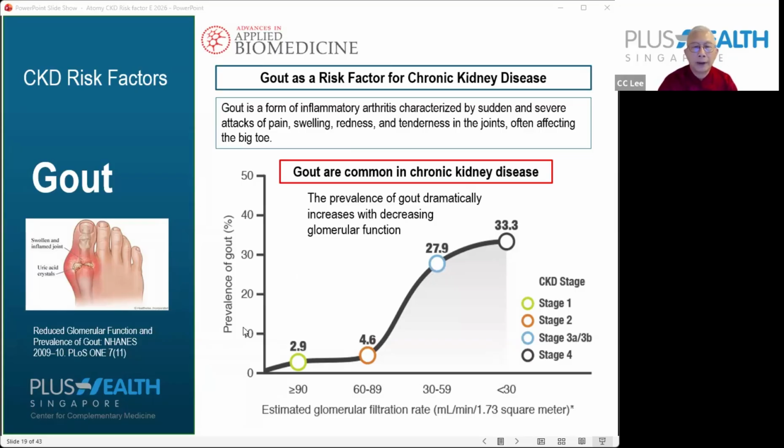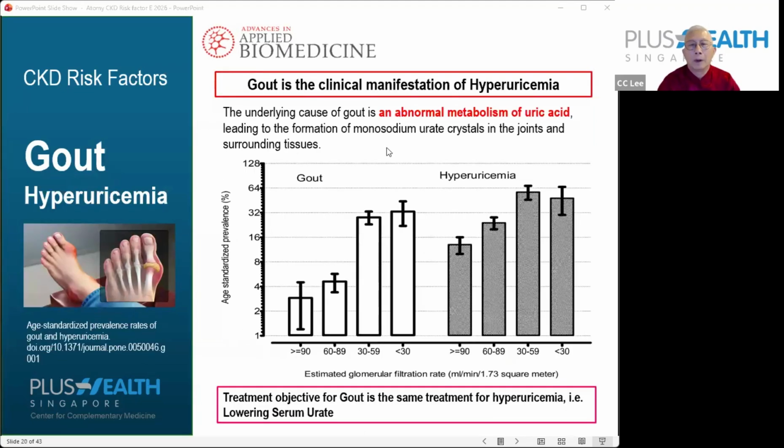You can see the prevalence rate of gout shoots up from 4.6% at stage 2 CKD to close to about 30% at stage 3. So gout is very common for later stage CKD patients, and in fact, gout is a risk factor. The underlying cause of gout is an abnormal metabolism of uric acid. I think we all probably know that. So it leads to the formation of uric crystals in the joints and surrounding tissue, causing the pain.